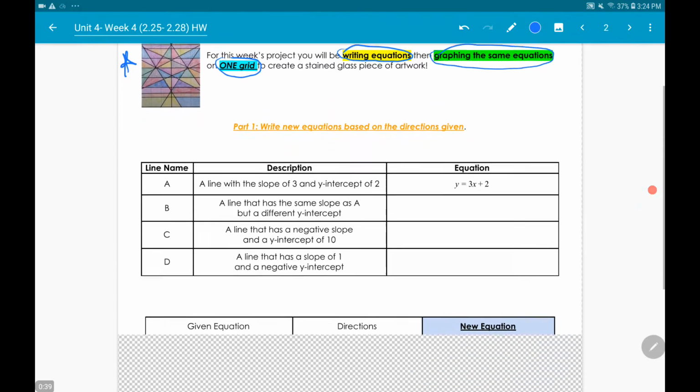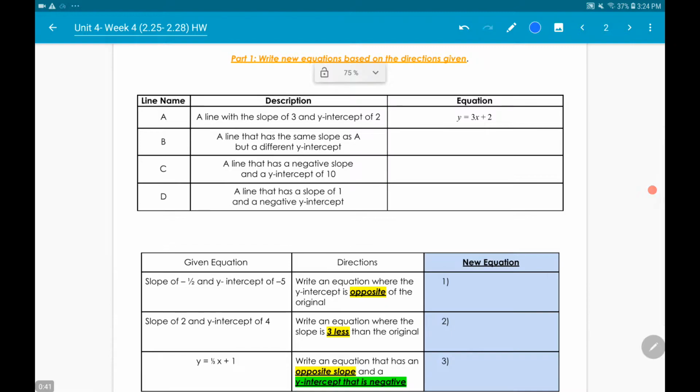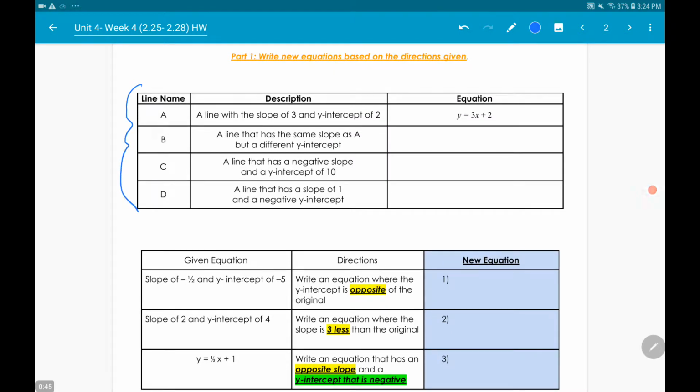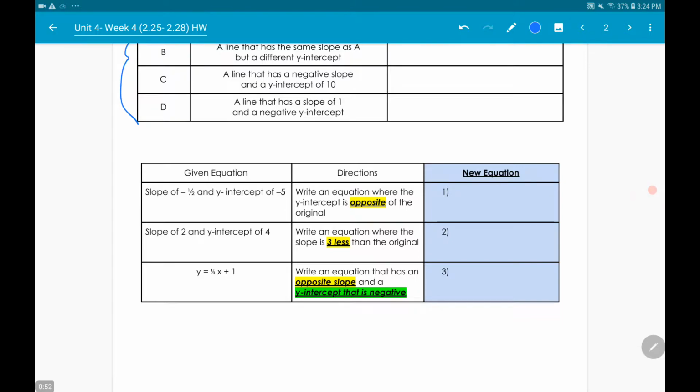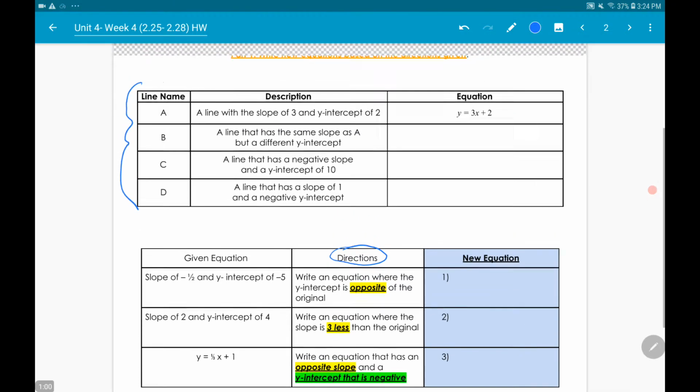There's two different ways that part one could happen. It could be like the first set of boxes here, where we're giving you descriptions and you're writing equations. Or it could be like the second box down here, where you're given an equation, you're given some directions to update it, and then writing a new equation. So let's start from the top.